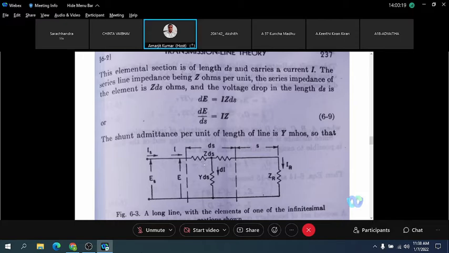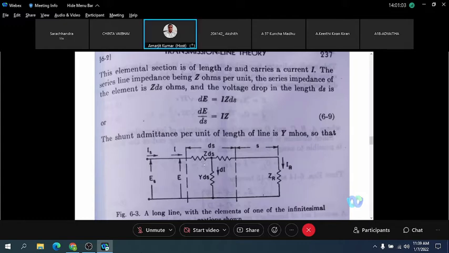So the voltage drop dE will be equal to I into the impedance, which is Z into ds. So the voltage drop in the transmission line for the length ds will be dE is equal to I into Z ds. So what will be dE by ds? I into Z.